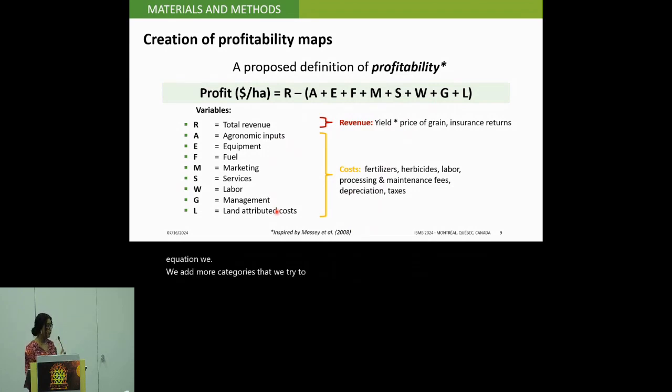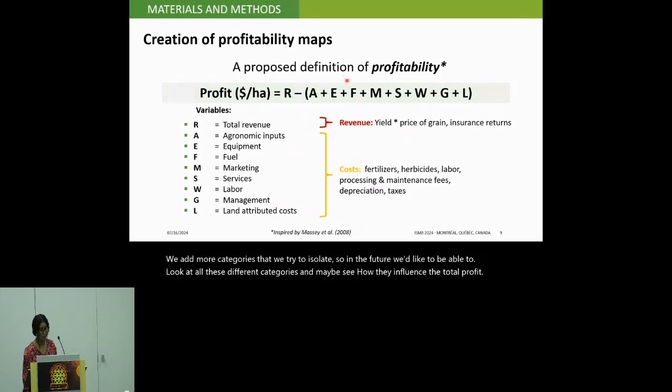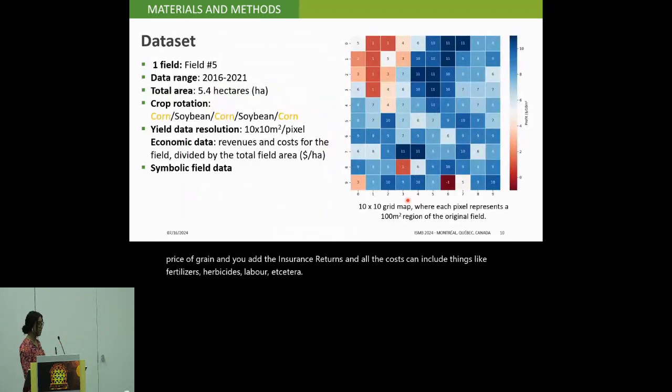In this equation, we add more categories that we try to isolate. So in the future, we'd like to be able to look at all these different categories and maybe see how they influence the total profit. To calculate the revenue, you in most cases use a yield map times the price of grain, and you add the insurance returns, and all the costs can include things like fertilizers, herbicides, labor, etc.